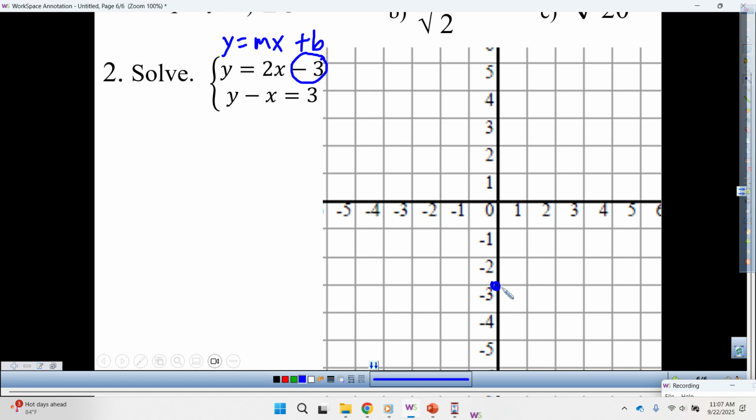-3, so plot your point. And once again, I said that you needed graph paper, right? What is my slope? 2 or 2 over 1. That means 2 steps up, 1 to the right, plot your point. Do it again. 2 up, 1 to the right, plot your point. Do it again. 2 up, 1 to the right, plot your point, graph your line.